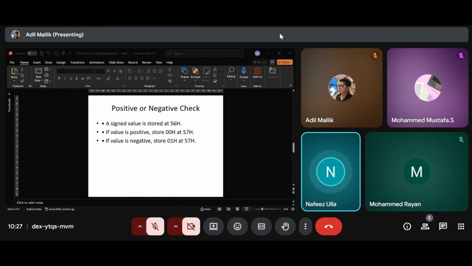Let's say a counter value is stored at 58H. The program starts by incrementing this value repeatedly until it reaches 0AH. After that, it starts decrementing back down to 00H. Once it hits 00H, the cycle repeats again and again. This process is used to simulate counting operations, blinking patterns in LEDs, or timing intervals in embedded systems.